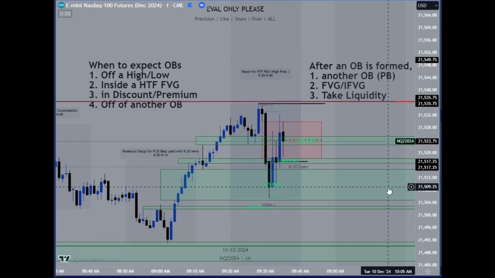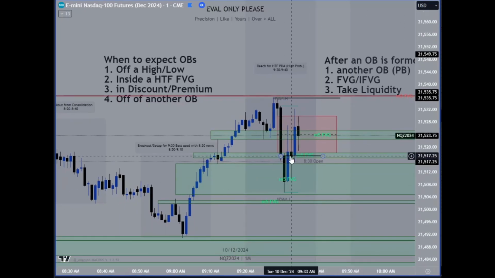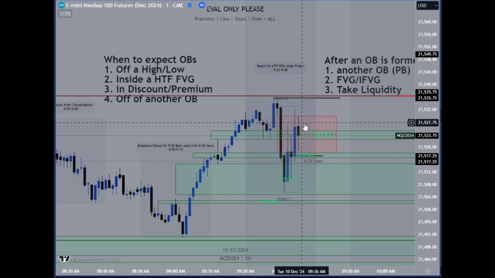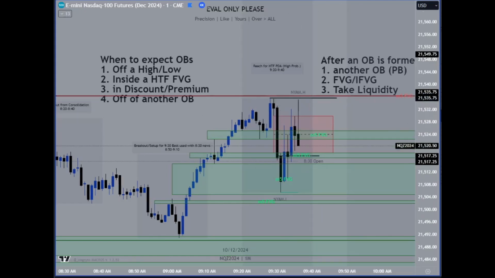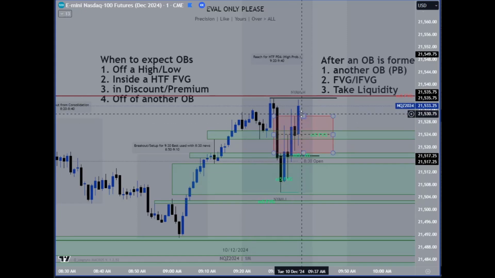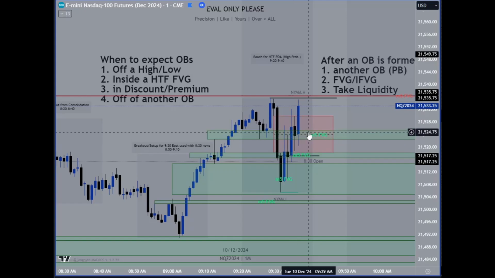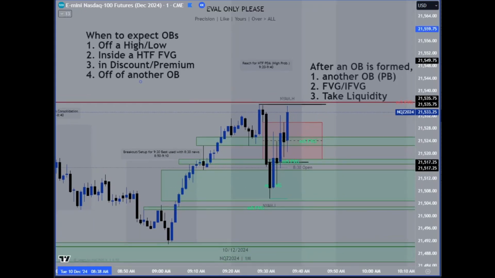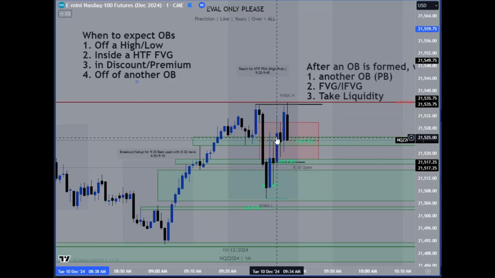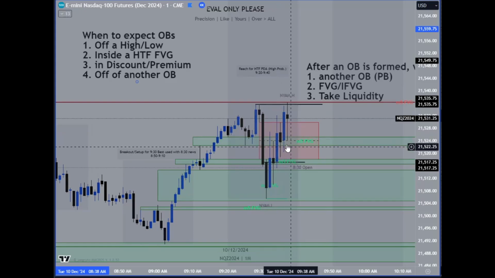So let's see what happens here. We have our OB down here, a propulsion block. We have a bearish fair value gap. We have liquidity above. It looks like we've got the inverse. We create another propulsion block because you can have more than one propulsion block. And so we tap back into this inverse with the propulsion block, and then we take liquidity. Simple.